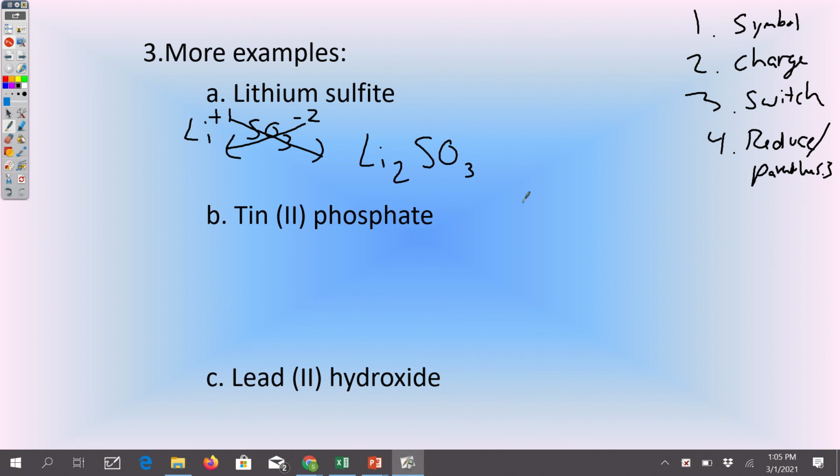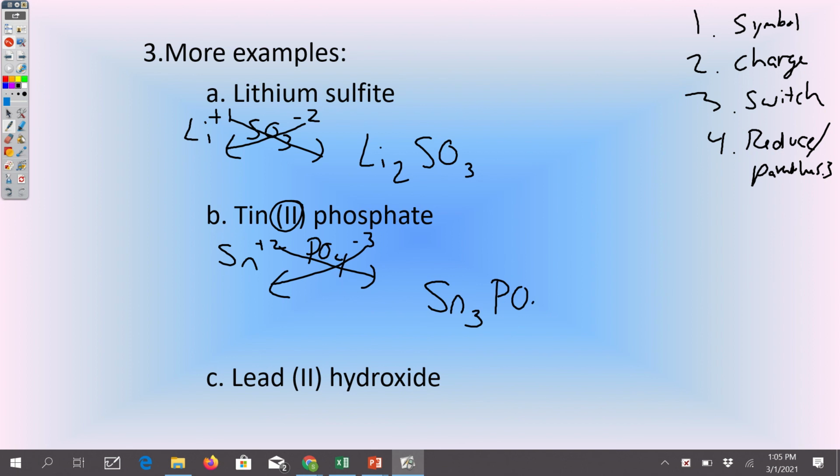So symbols, tin is Sn, phosphate is PO4. Step 2, charges. Charge for tin is right here, +2. Charge for phosphate is -3. Step 3, switch those. The 3 and the 2 swap. So it becomes Sn3(PO4)2. I need to keep that 4. Be very, very careful that you don't go Sn3PO2. A lot of people try to change this number, but you can't do that. PO4, and then parentheses, the 2 goes on the outside.